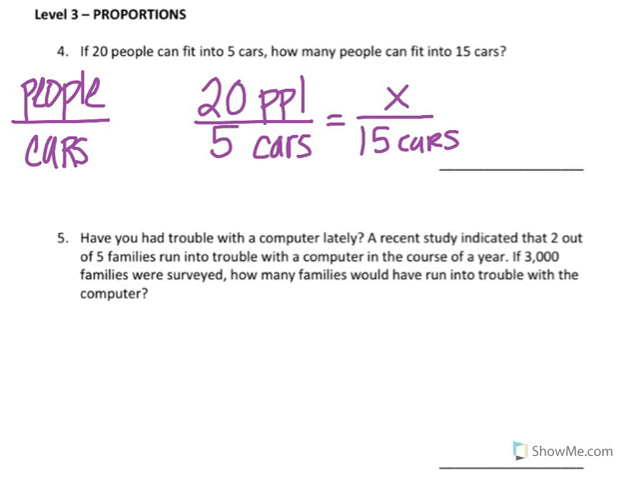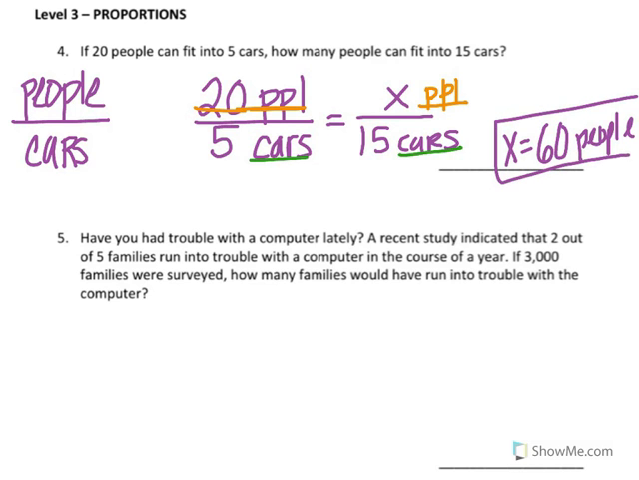Okay, so my numerator on my right side is going to be x. Again, we have 20 people here in our numerator. We have x people in our numerator on the right side, and our cars match with cars. So, looking at this, I'm going to cross multiply and divide, and I get x equal to 60, and we're going to talk about people. Hopefully I can fit this on the edge. Yes, I can. So 60 people can fit into 15 cars.